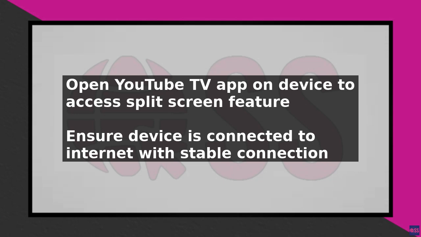Next, navigate to the YouTube TV home screen and select the Live tab. From here, you can browse through the available channels and select the first channel you want to watch.